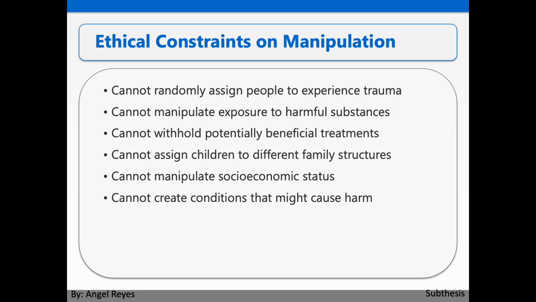We cannot assign children to different family structures, but we can study how children in different types of families develop and thrive. We cannot manipulate socioeconomic status. We can't make people rich or poor for research purposes, but we can study how existing differences in socioeconomic status relate to various outcomes. The common thread here is that we cannot and should not create conditions that might cause harm, but we can study naturally occurring variations in these conditions to advance our understanding.